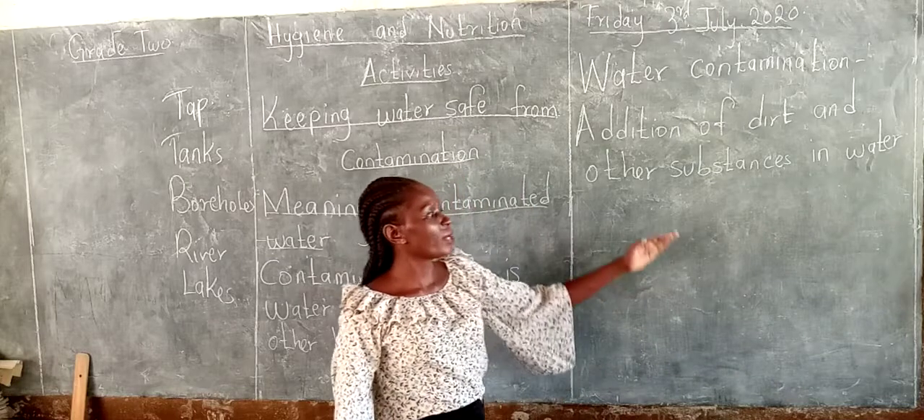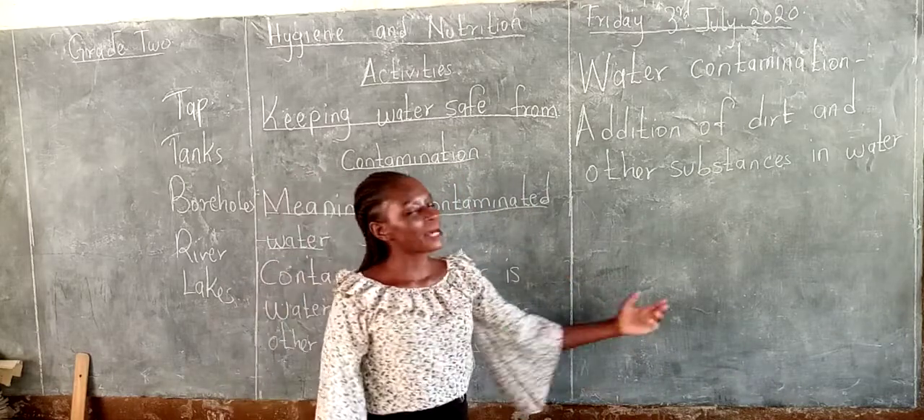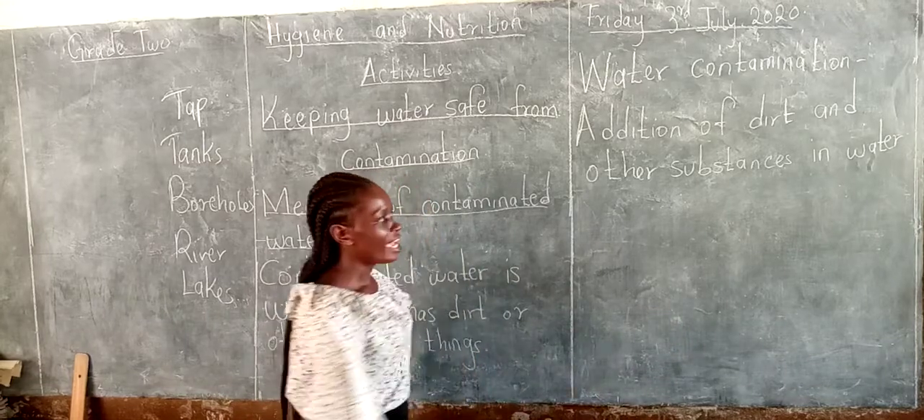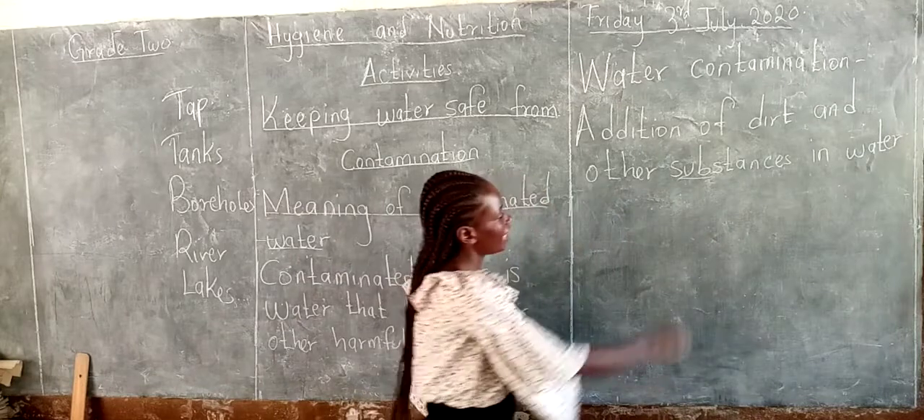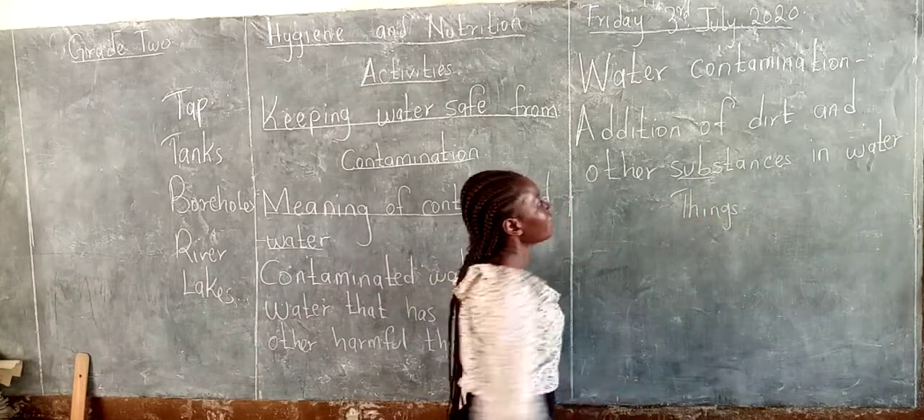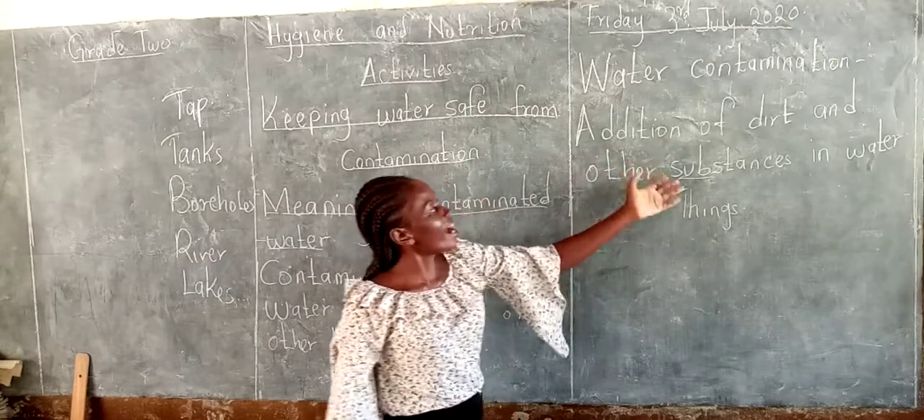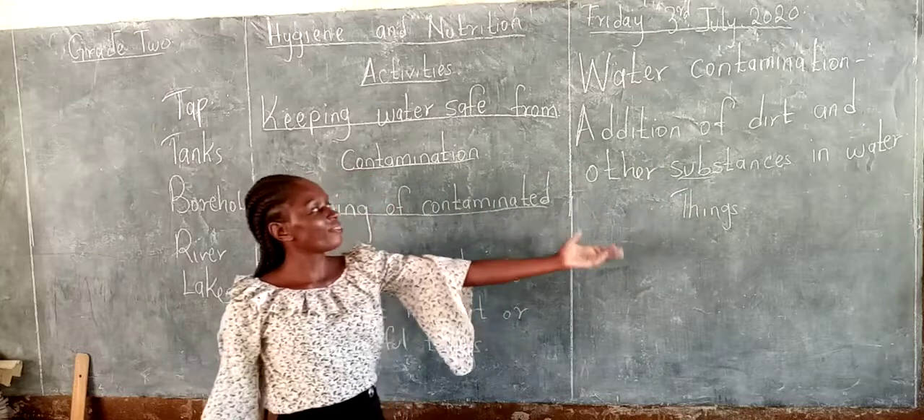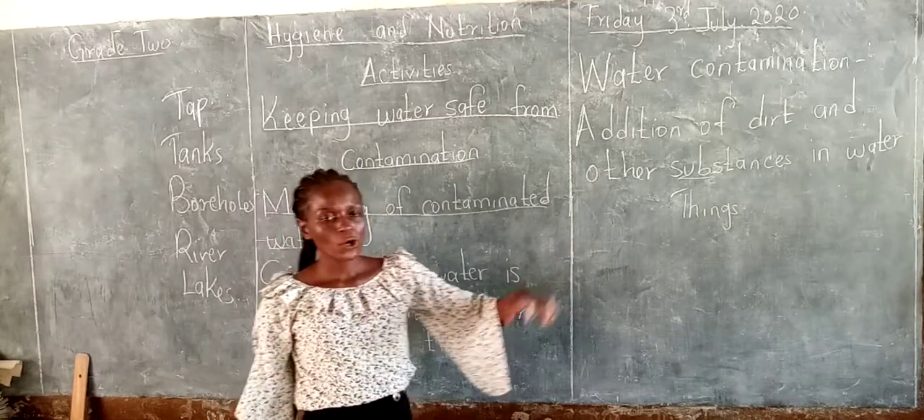Remember last time when we were learning about secondhand smoke, we talked of the substances that people smoke. And what did we say substances are? Substances are the things. So when you add dirt and other things in water, we say you are contaminating the water.